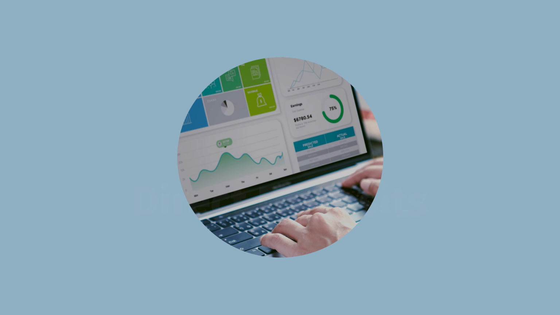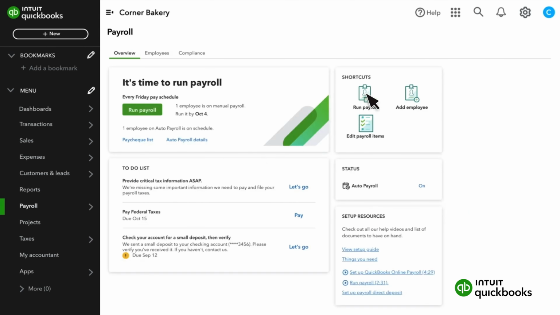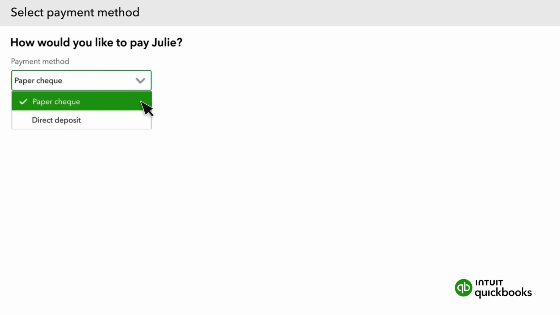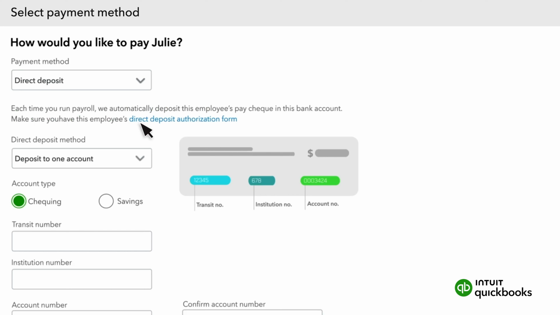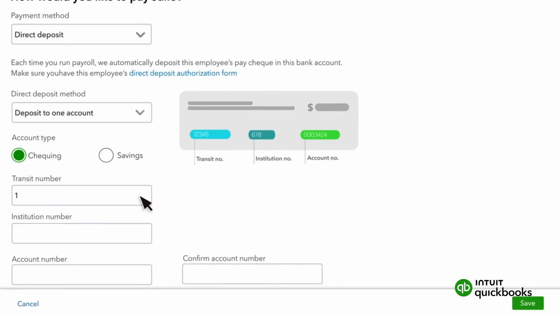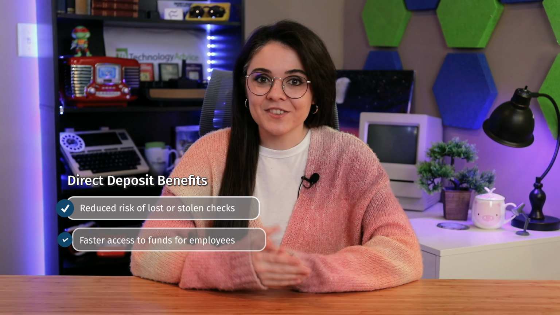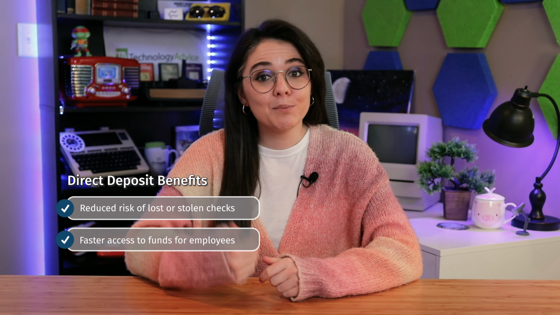First, there are direct deposits. This method is most common and preferred by employees. Wages are transferred directly into employees' bank accounts on payday. This method is not only convenient, but also reduces the administrative burden on your HR team. Some key benefits of direct deposit include reduced risk of lost or stolen checks, faster access to funds for employees, and improved efficiency and accuracy in payroll processing.